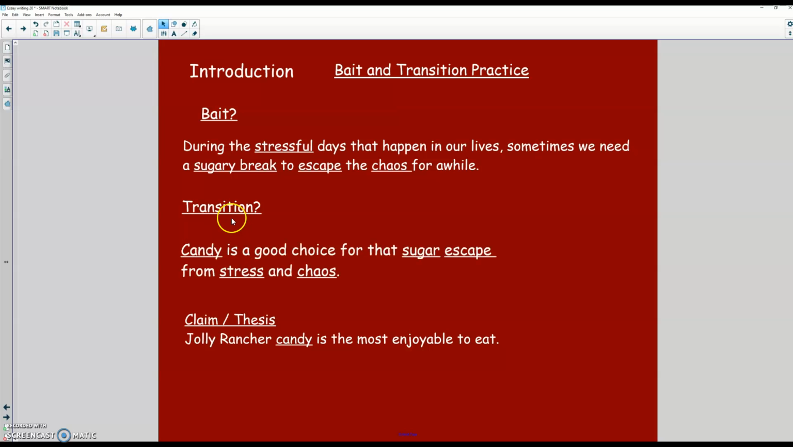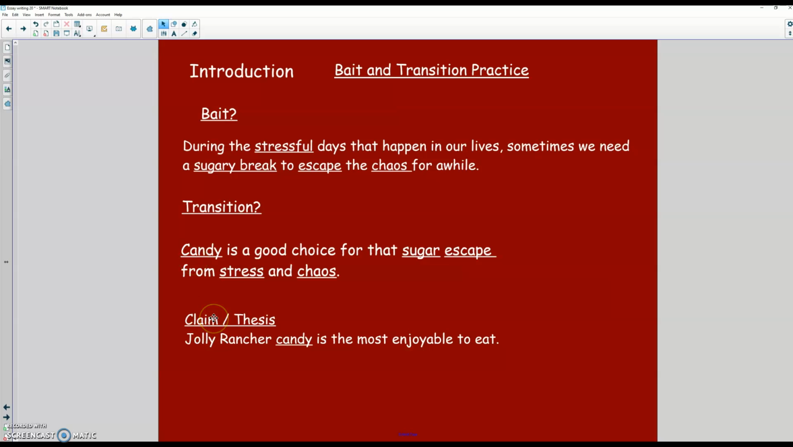And here it is. Candy is a good choice for that sugary escape from stress and chaos. So I've taken thoughts from my bait, hook, or lead: stressful, sugary break, escape, and chaos, and put them into my transition. And I've also taken the word candy and put it into the transition. So a thought from the bait, hook, or lead, and a thought from the thesis, both in the transition. And I started with candy because this is what I'm going to talk about next in my thesis.